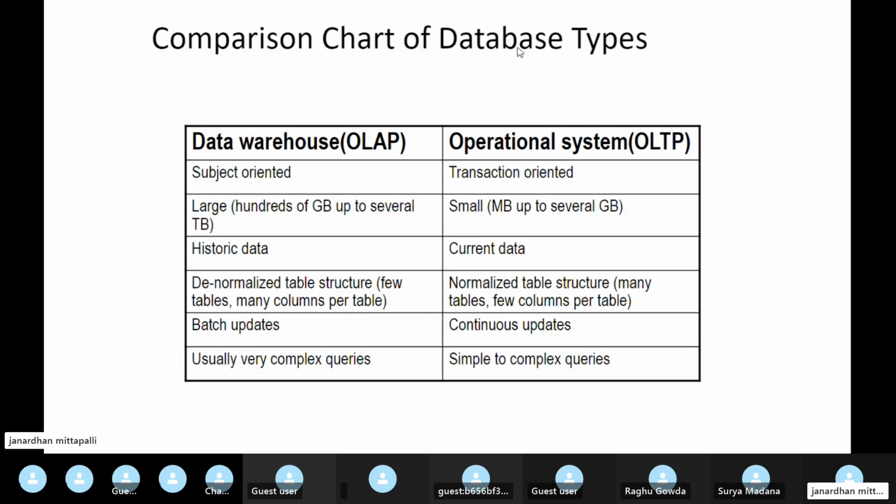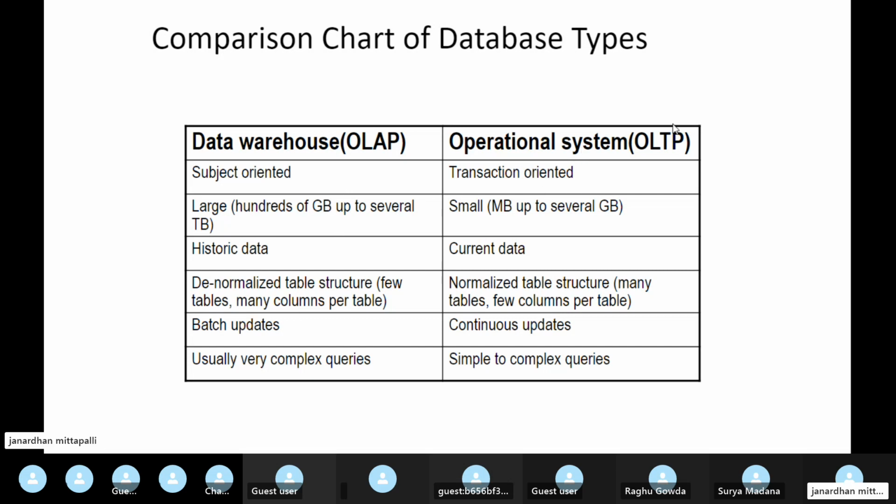So here is a comparison chart of database types: data warehouse OLAP, and operational system OLTP. OLAP is subject oriented, and OLTP is transaction oriented. We'll see later what transaction oriented and subject oriented mean, but just understand this for now. As I said, OLAP has historical information and a large volume of data, maybe hundreds of GB to several TBs, which means many TBs. It depends on your business size.